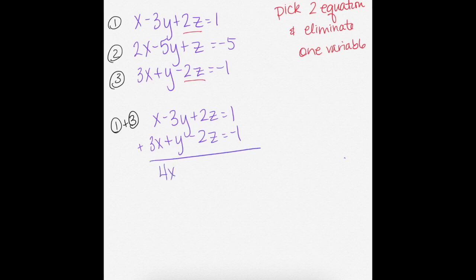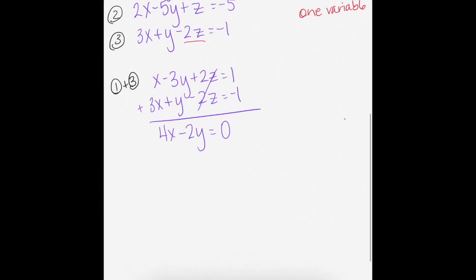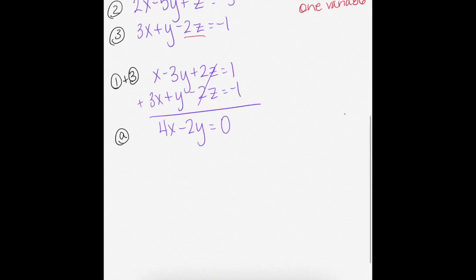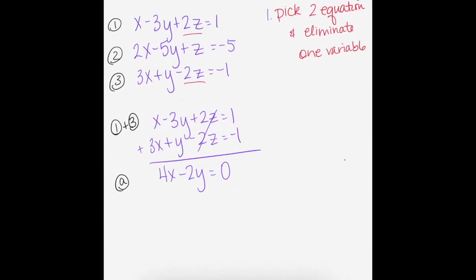And I'm going to add them together. So this gives me 4x minus 2y, my z's cancel, is equal to 0. All right, so I label my new equations little a and little b. If we have 4 variables, I may have to have a little c as well.